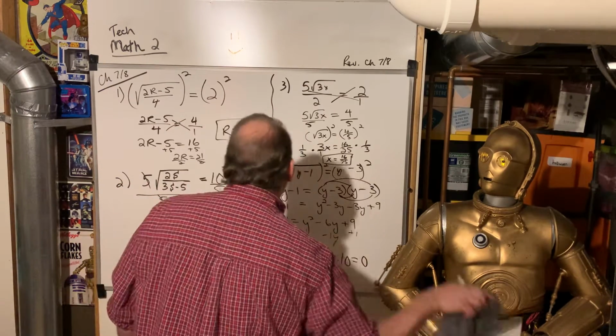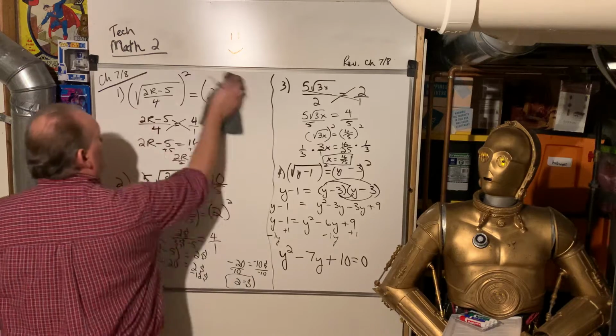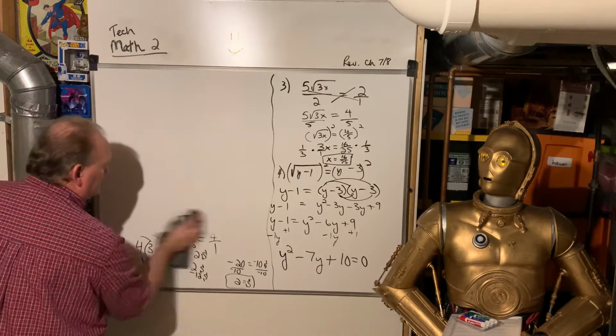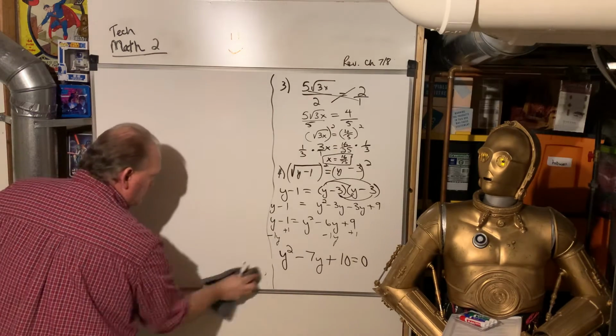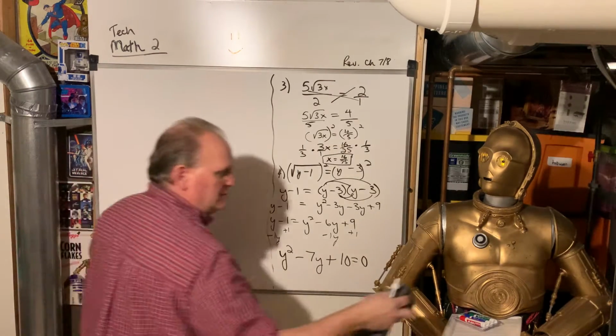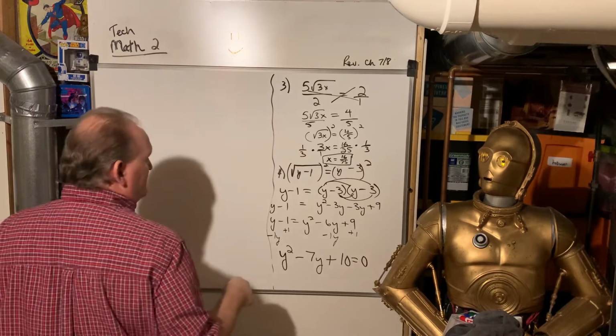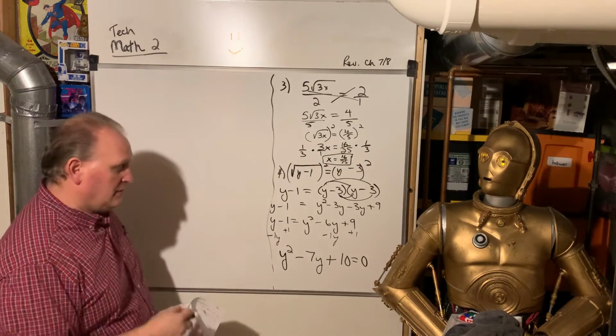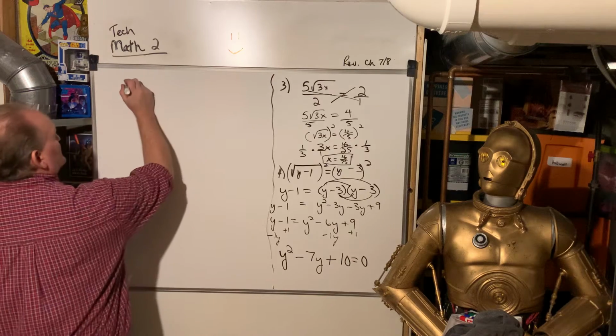Now, in 115, we learned a couple of ways to attack a second degree problem like that. You could just use the quadratic formula and do a, b, and c, and do the opposite of b plus or minus the square root of b squared minus 4ac all over 2a. That's not the easiest way to do this one.